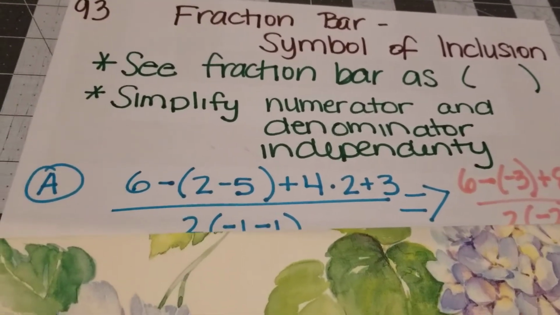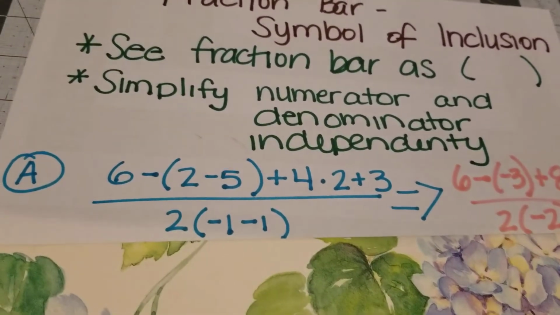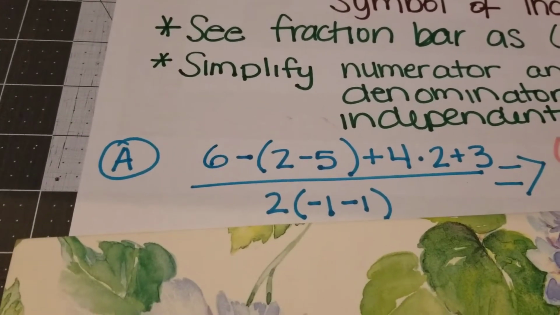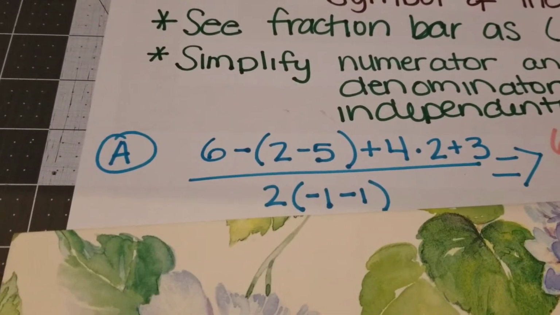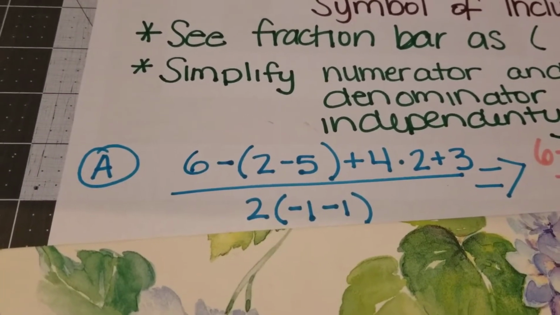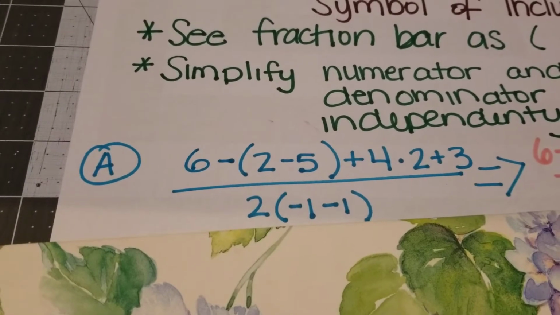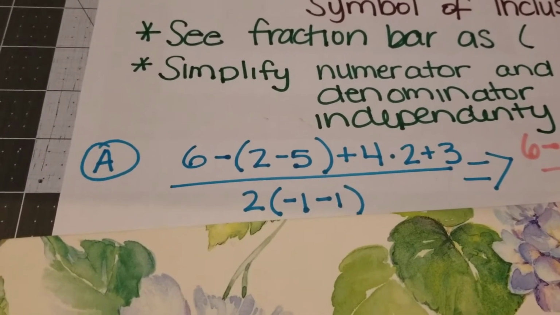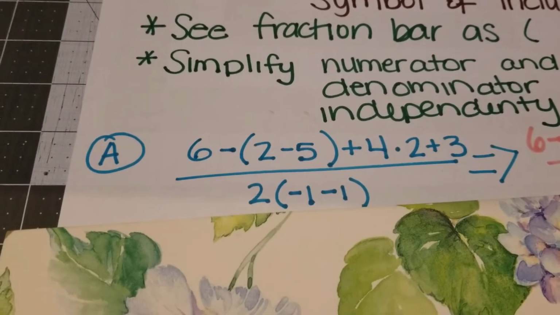So there's only one practice in this lesson, so we're going to get right to it. I'm going to move us out of the way there. The original problem was 6 minus, parentheses, 2 minus 5 plus 4 times 2 plus 3, all over 2, parentheses, negative 1 minus 1, close parentheses.